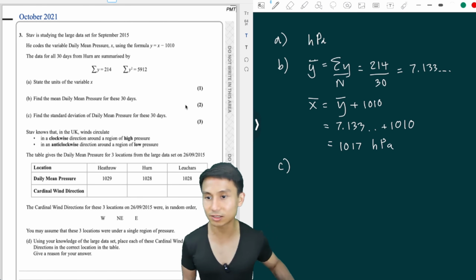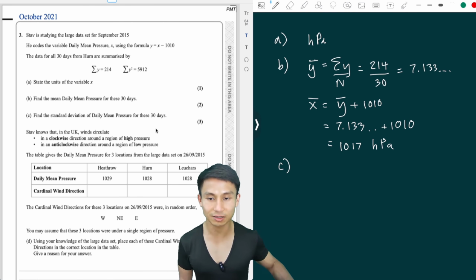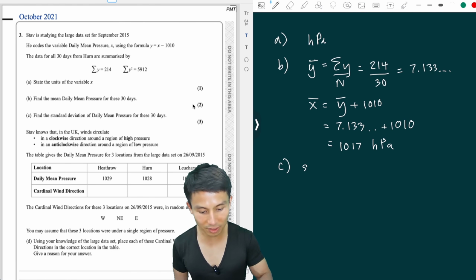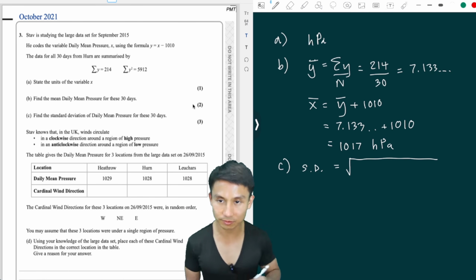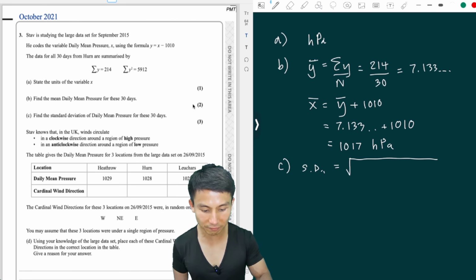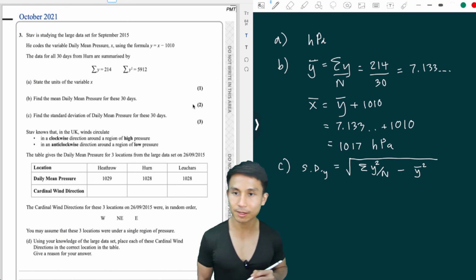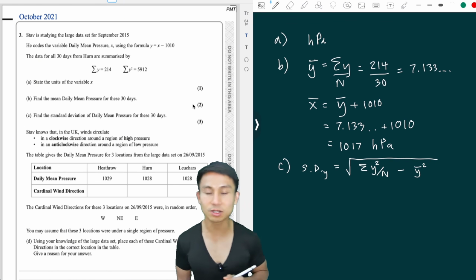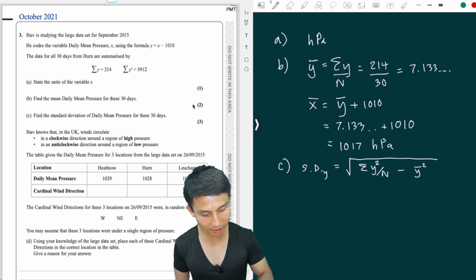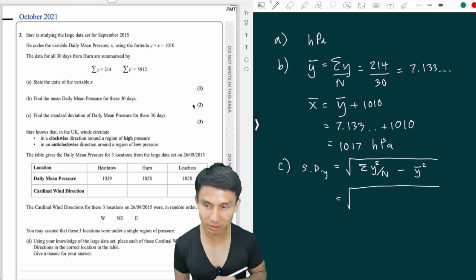C, find the standard deviation of the daily mean pressure for these 30 days. Standard deviation is the square root of variance. I'm just going to find it for y first. So that's going to be sigma y squared divided by n, minus y bar squared. Then again we can use the coding to convert that back to the SD for x, but we just have to calculate that first.